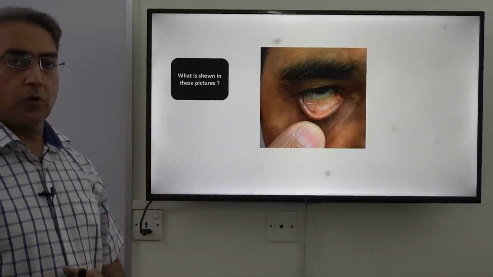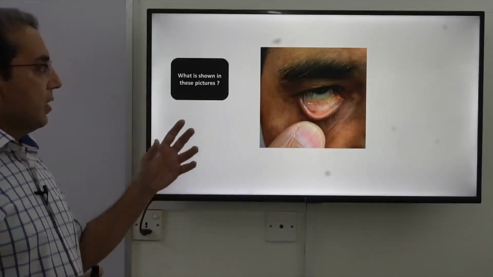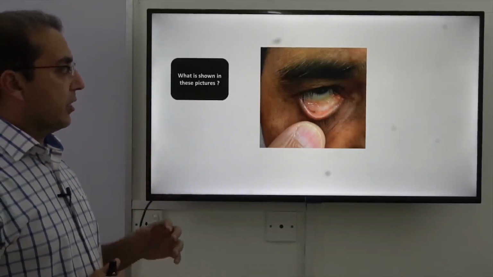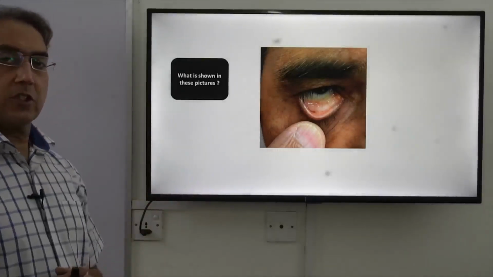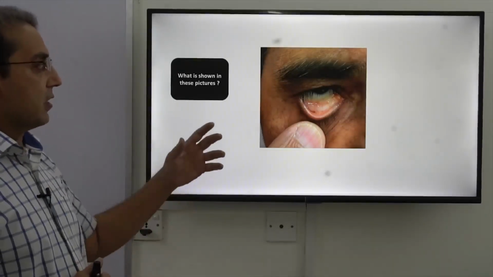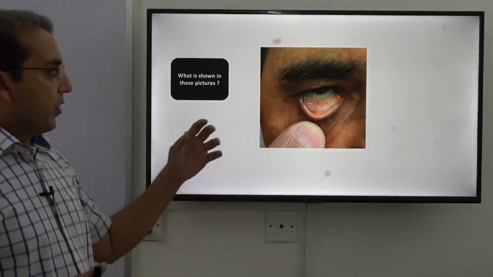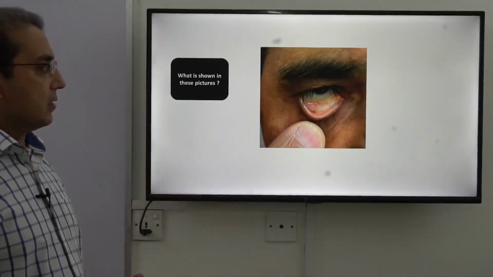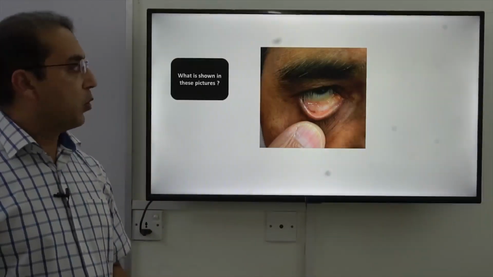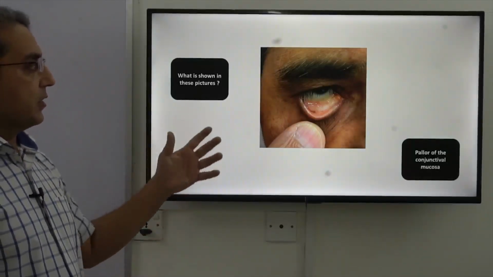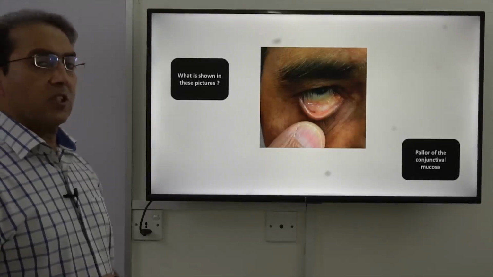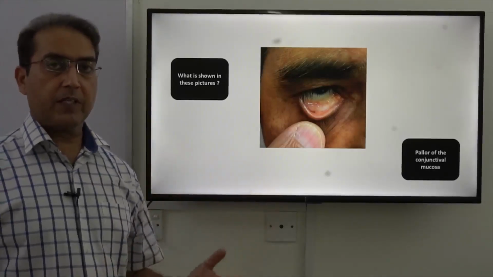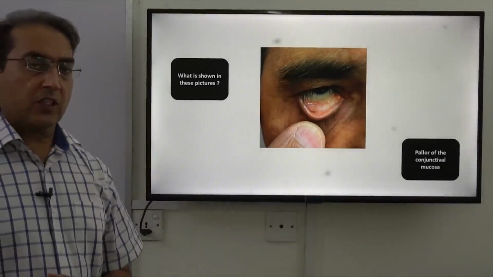Let's see what's shown in this picture. You see, the examiner is trying to demonstrate the conjunctival mucosa. What we can see in the conjunctival mucosa is very, very obvious. This patient has quite visible mucosal pallor. So this patient has a pallor of the conjunctival mucosa. Now, what is meant by the pallor of the conjunctival mucosa?